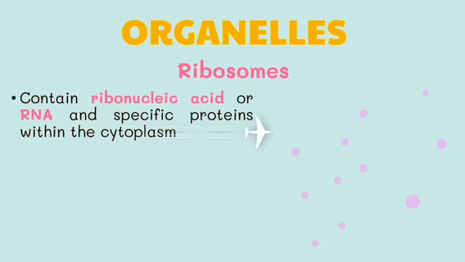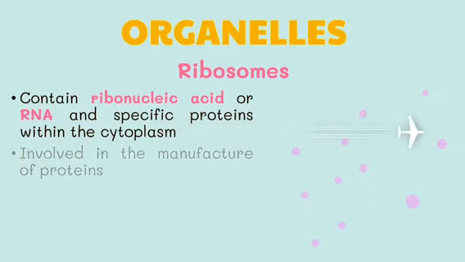Next, we have the ribosomes. Ribosomes are tiny organelles like dots that contain ribonucleic acid, or RNA, and specific proteins within the cytoplasm. Within the cell, ribosomes are directly involved in the manufacture of proteins.